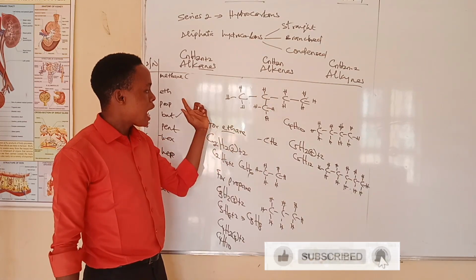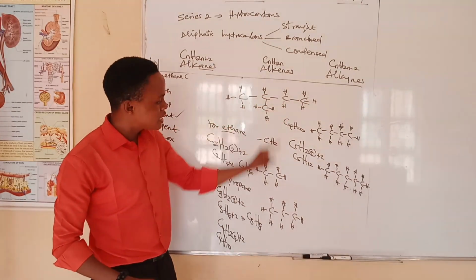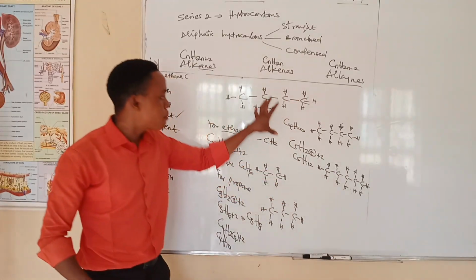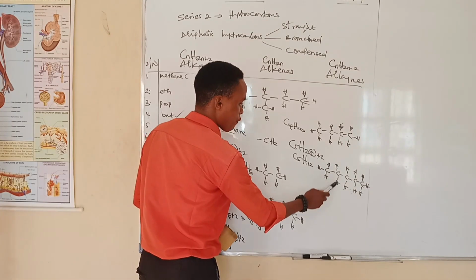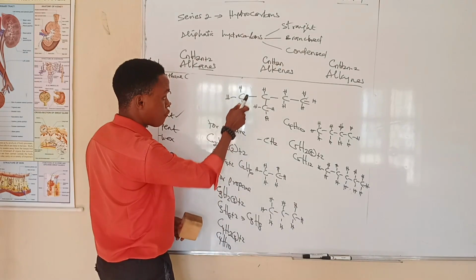nearby carbon atom. Now, in this case, if you count the total number of carbon atoms here, it is still 5 carbon atoms. And the total number of hydrogen atoms here is still the same. All right, let's compare. 1, 2, 3, 4, 5, 6, 7, 8, 9, 10, 11, 12. 12 hydrogen atoms. Let's compare here.